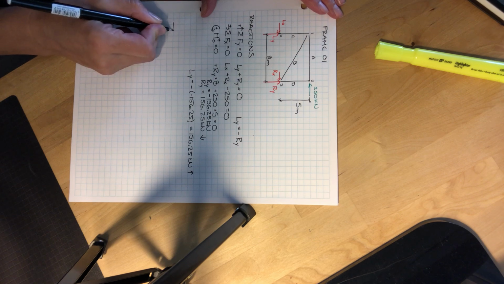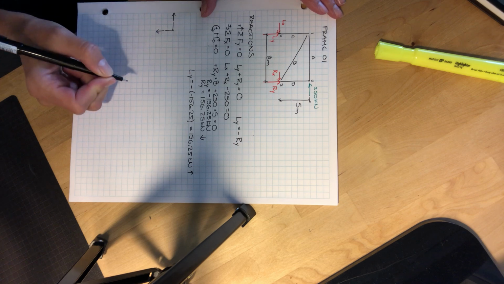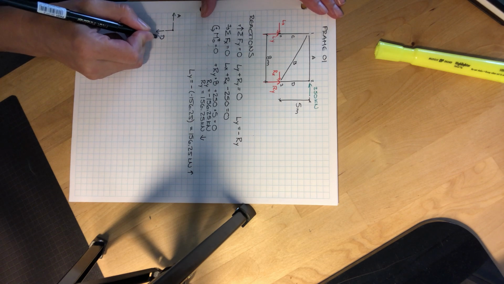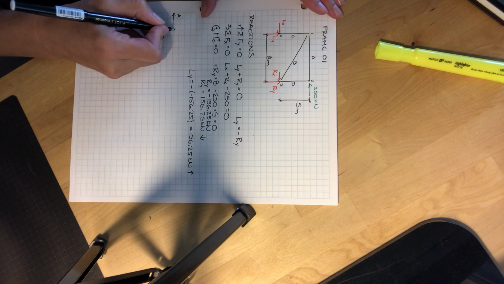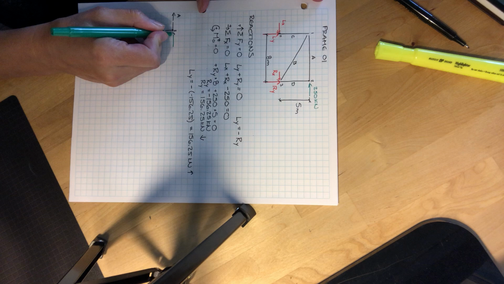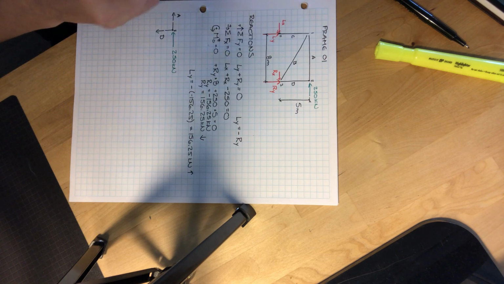So we're cutting A and we're cutting D. I don't know what the internal forces are. I'm going to draw them as in tension, so away from the cut. This is point 2, and this node right here is where the 250 kilonewtons was being applied.